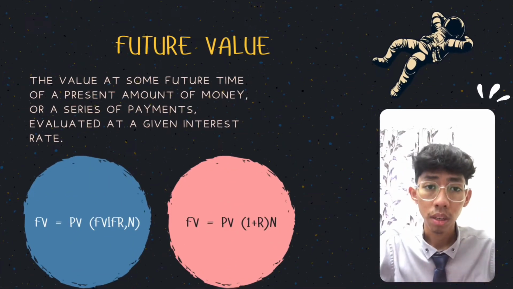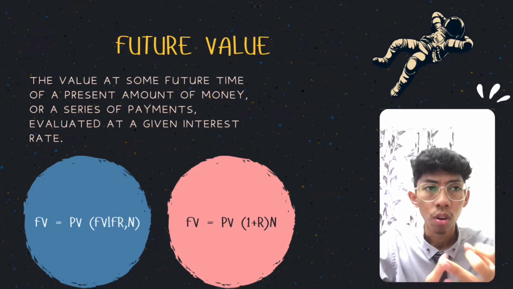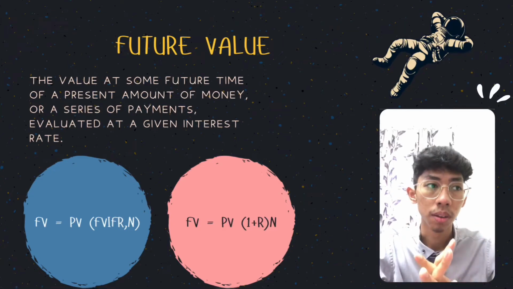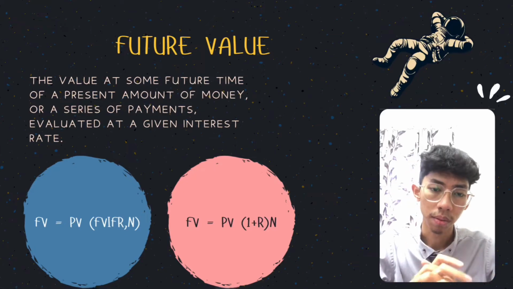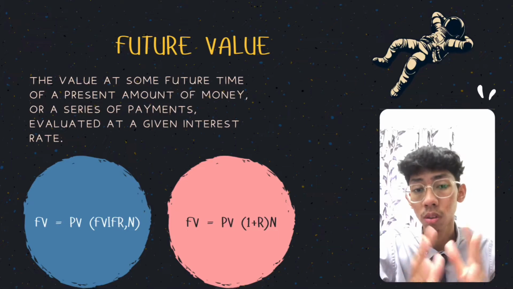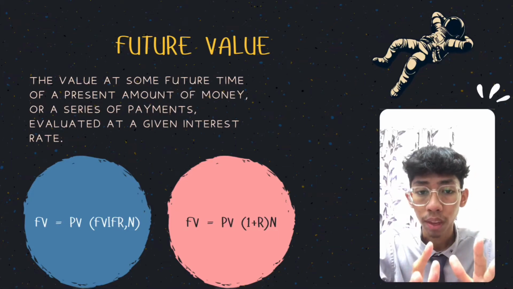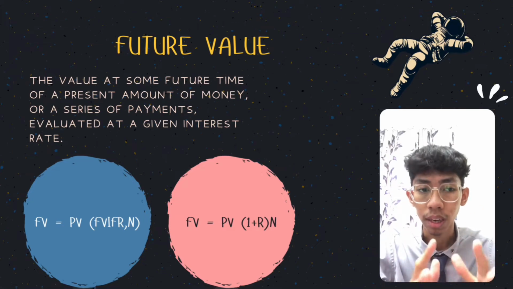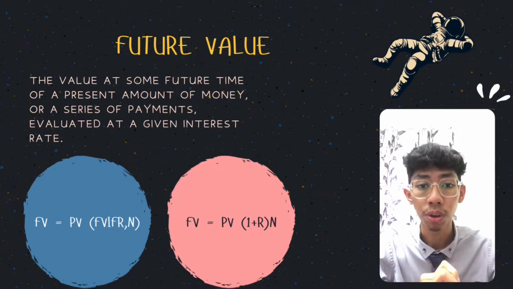Time value of money has two types: future value and present value. For future value, it is the value at some future time of a present amount of money or a series of payments evaluated at a given interest rate. So, how to calculate future value? The formula is future value FV equals PV, present value, bracket 1 plus R, interest rate, bracket N, number of periods.